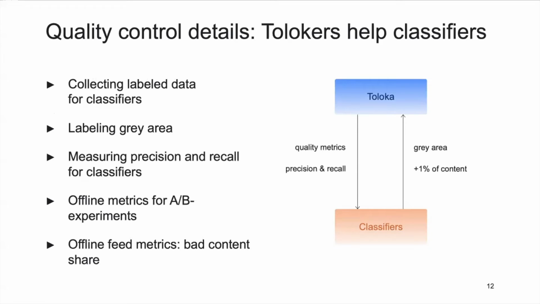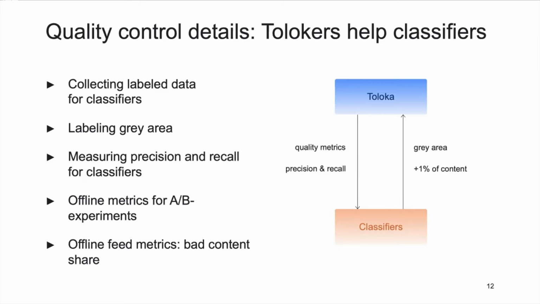So the first step is Toloka that helps classifiers. We're still collecting, of course, data sets for classifiers and still labeling the gray area. And we now build quality metrics of classifiers daily. We calculate precision and recall of classifiers. I also want to mention that to get unbiased data sets for classifiers, we are uploading to Toloka 1% of random content that gets created daily.